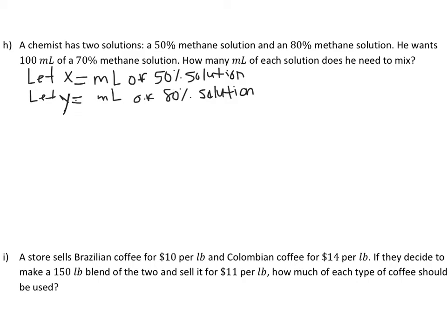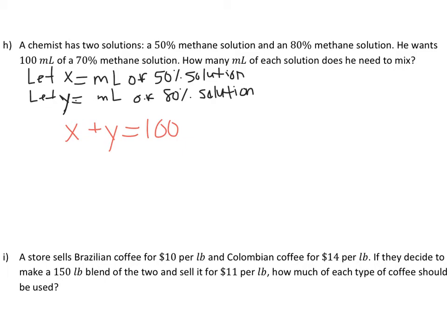Okay. So again, we're talking about two things. We want to know quantity, the milliliters, and we also have a percentage. Remember, when we're calculating with percentages, we do need to change these to decimals. Okay, so let's talk about just the quantity. I know I want X milliliters of the 50% plus Y milliliters of the 80%, and I want that to total 100 milliliters. So that's the quantity equation.